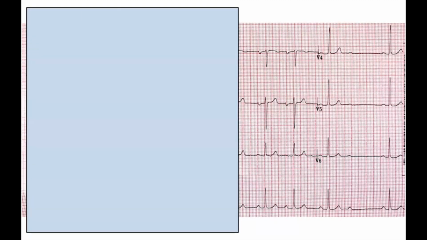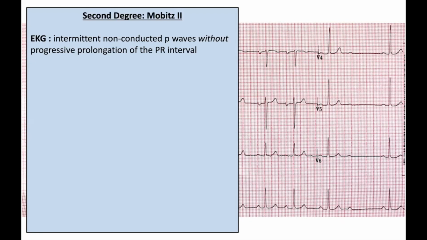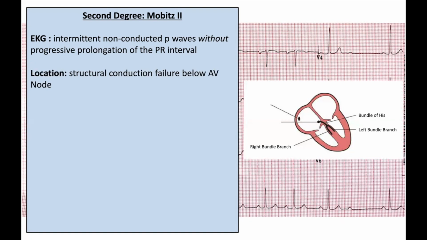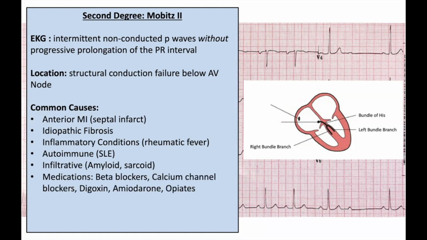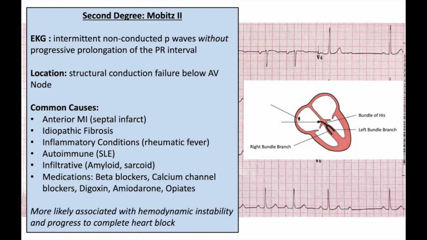So our EKG findings here are intermittent non-conducted P waves, but there isn't a progressive prolongation of the PR interval. And to my understanding, this is structural conduction failure below the AV node, with common causes being an anterior MI with a septal infarct, idiopathic fibrosis, inflammatory conditions like rheumatic fever, autoimmune conditions like lupus, infiltrative conditions, meaning amyloid, sarcoid, and then again, those medications we've been discussing. This is more likely associated with hemodynamic instability, and it has a risk of progressing to complete heart block.